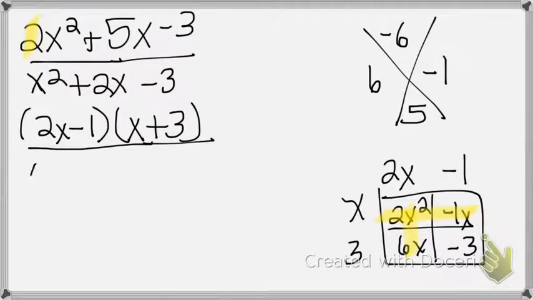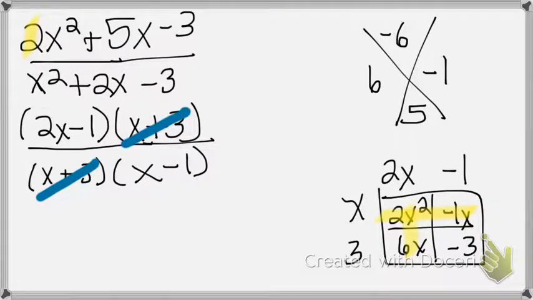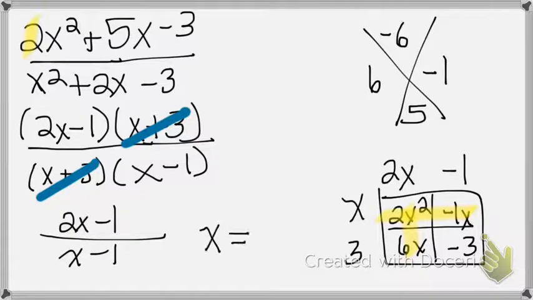Now, our denominator is a little bit more simple. There's a leading coefficient of 1, so we don't need to do all that. We can simply say x plus 3 times x minus 1. Now, at this point, we're going to factor out anything that's the same in the numerator and the denominator. If you said that, you're good. Our solution becomes 2x minus 1 over x minus 1. We need to list our domain restrictions. X cannot equal negative 3 and positive 1.